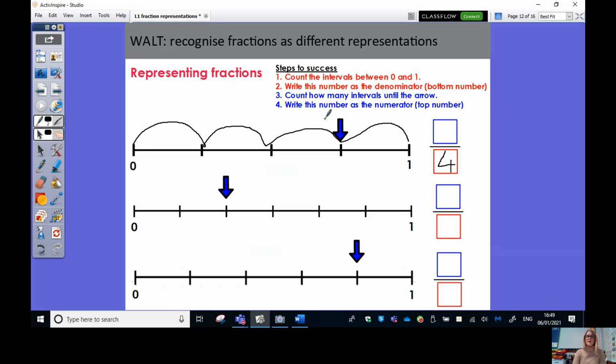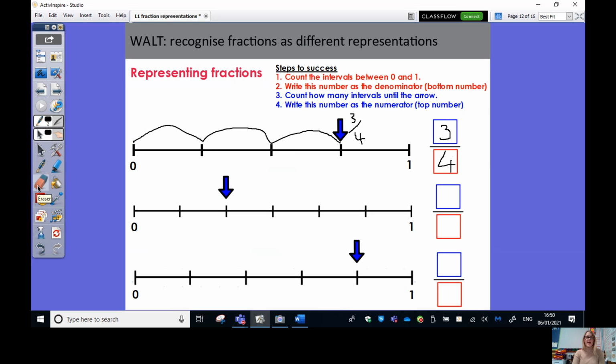Now, I need to know which one is represented, so I'm going to count how many intervals there are until the arrow, because this is the fraction that I'm representing where this arrow is. I'm going to count 1, 2, 3. So that goes on top as my numerator. So this is showing me altogether 3/4. So I could label that arrow there as 3/4. Excuse my writing on the whiteboard.